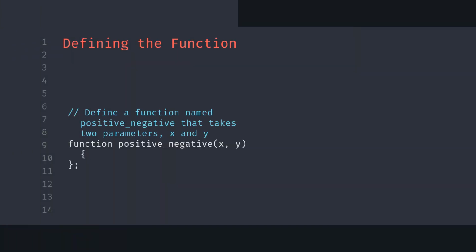First, we will define a function named positive, negative that takes two parameters, x and y. This function will check the signs of the two numbers.